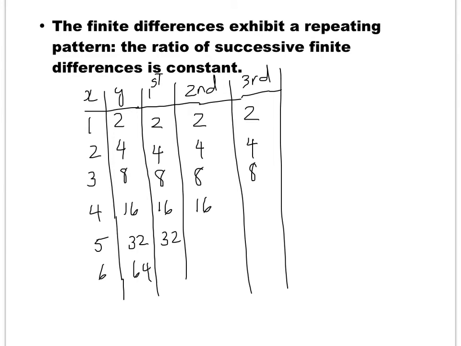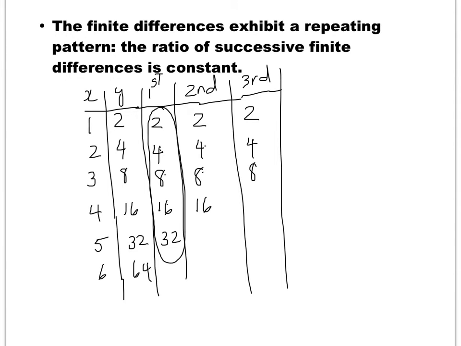Now, if you look at the ratios of the first differences, 4 divided by 2 gives you 2, 8 divided by 4 gives you 2, 16 divided by 8 gives you 2, 32 divided by 16 gives you 2. If you go to second differences, 4 divided by 2 gives you 2, 8 divided by 4 gives you 2, 16 divided by 8 gives you 2. If you go to third differences, 4 divided by 2 gives you 2, 8 divided by 4 gives you 2.